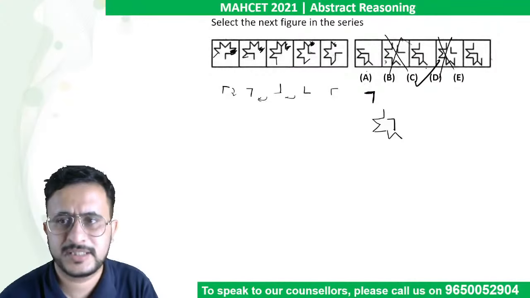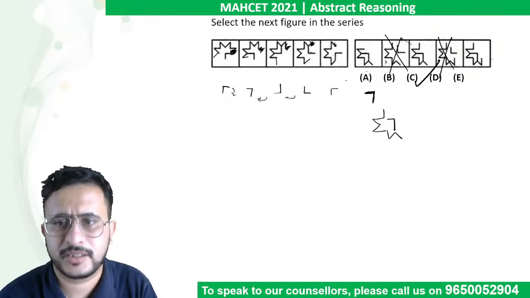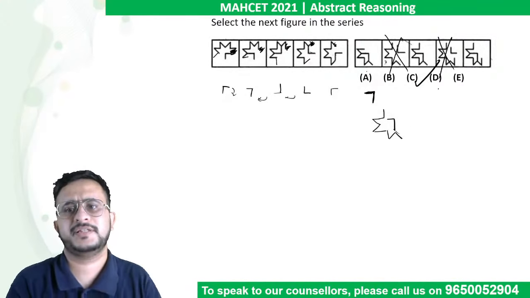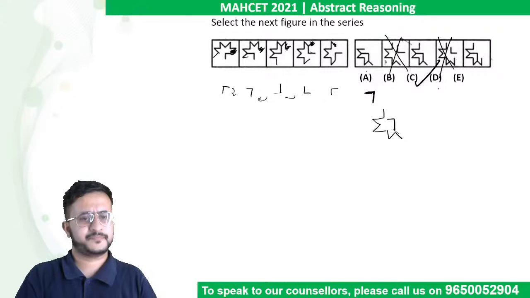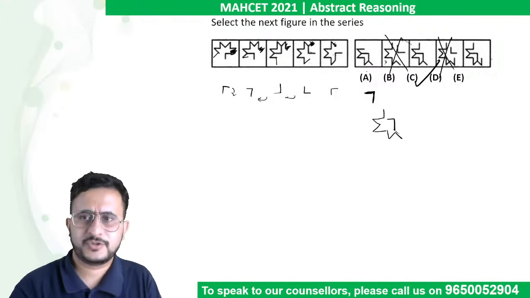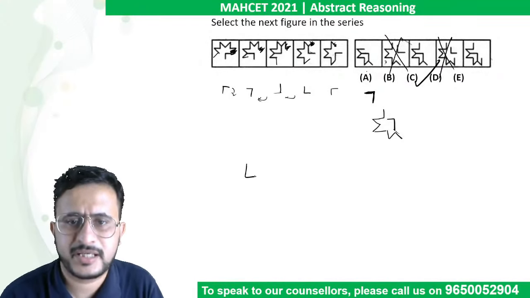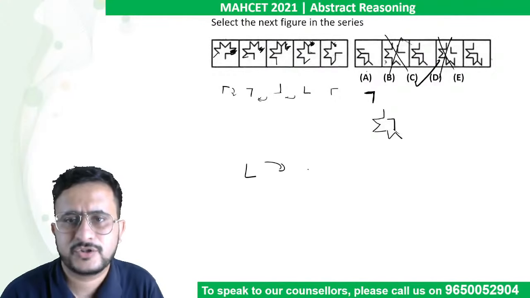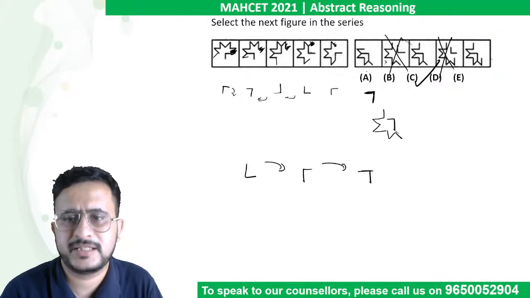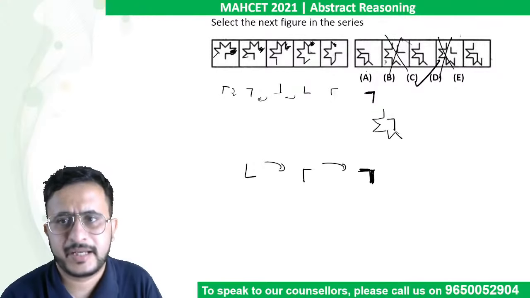It is option C. Or wait, yahan tak tha na? Yes, it will be like this. It is in option C, not in E. Yes, L shape is flipping. So next time the L shape will be like this. See, it was like this, it flipped like this, so it became like this. So when it flips next time, the L shape will be like this. Okay, L shape is flipping, so we can eliminate options B and D.